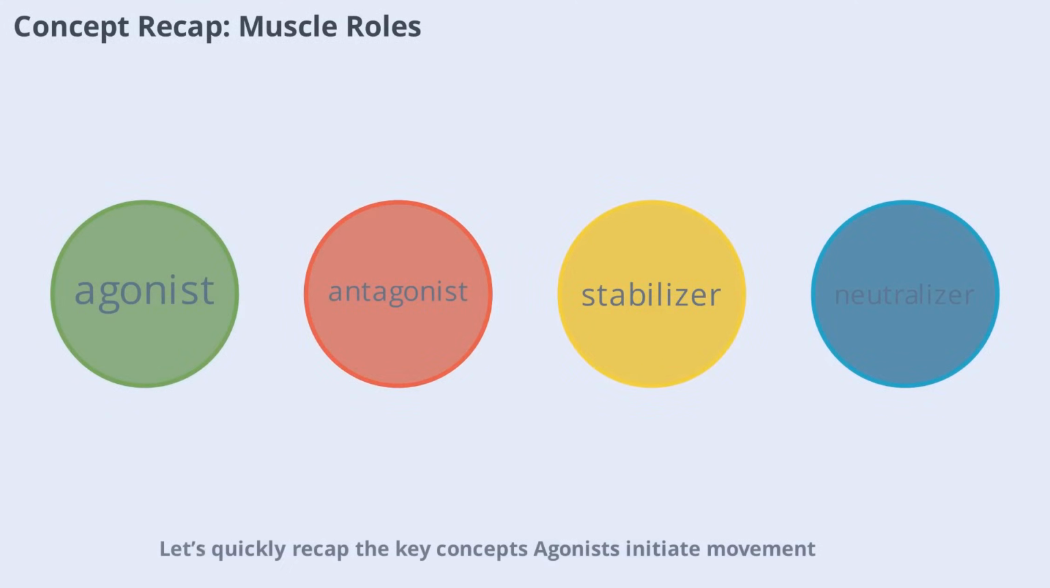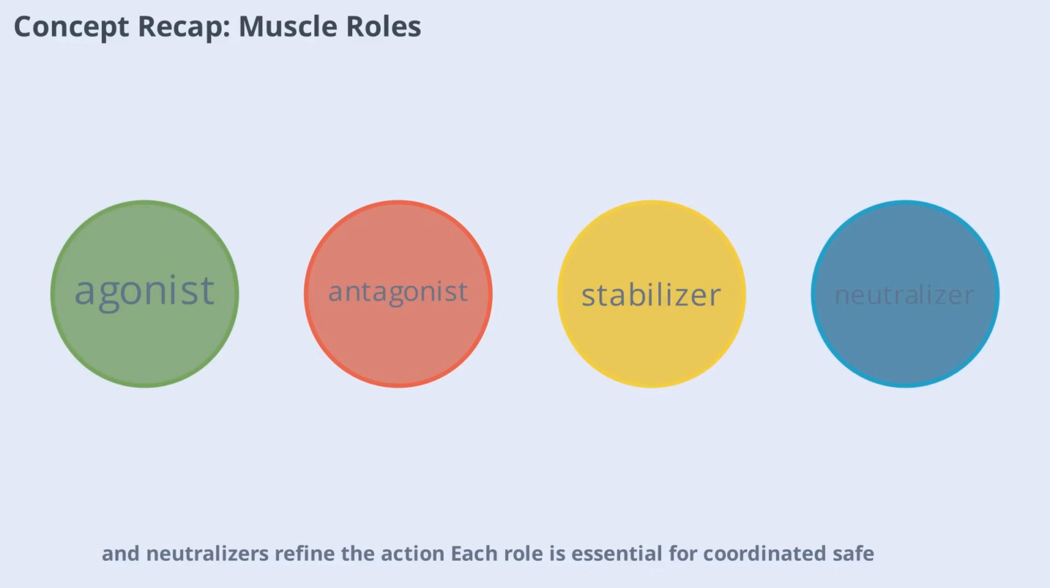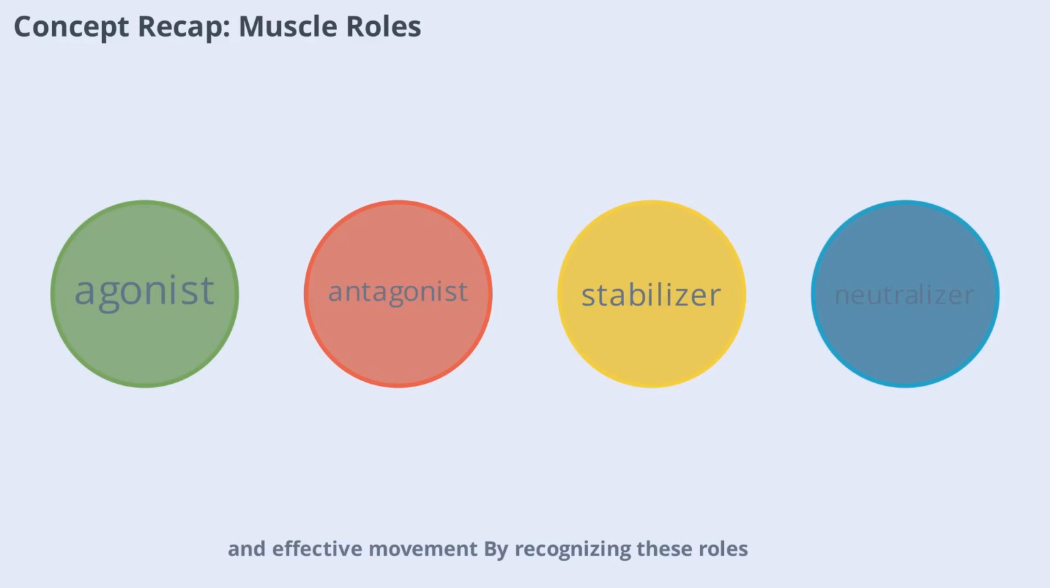Let's quickly recap the key concepts. Agonists initiate movement, antagonists control it, stabilizers support the body, and neutralizers refine the action. Each role is essential for coordinated, safe, and effective movement. By recognizing these roles, we can better appreciate the complexity and beauty of human motion.